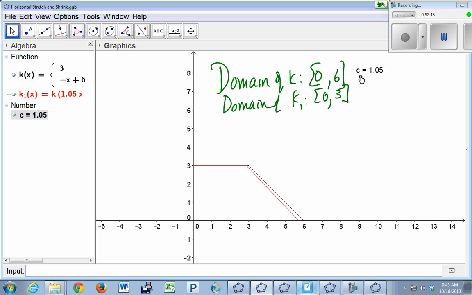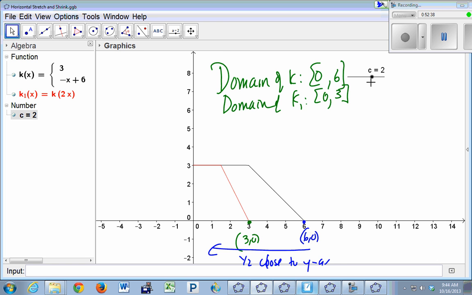So let's see if it does. I got to change this. Okay, so there's your entire function. It's gotten squished. It's gotten closer. It's shrunk. It's much closer. Look, this point now is 3, 0. What was it originally? 6, 0. So it's half as close to the y-axis as my original function, right?